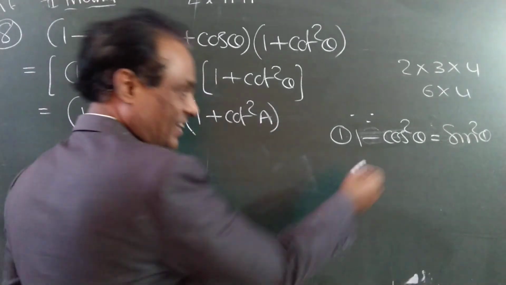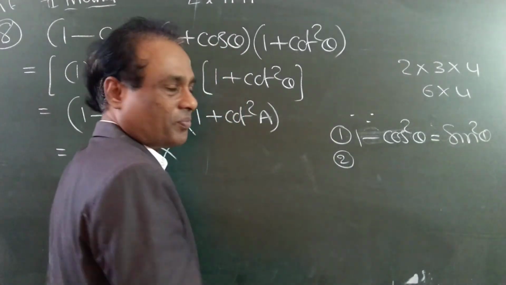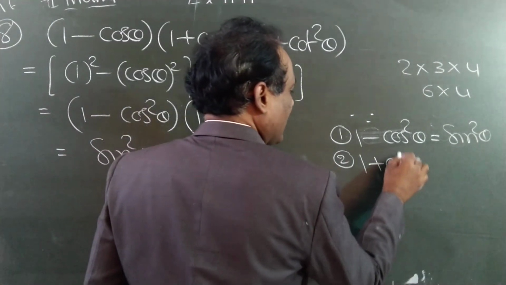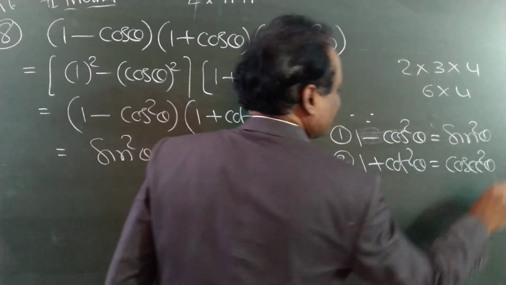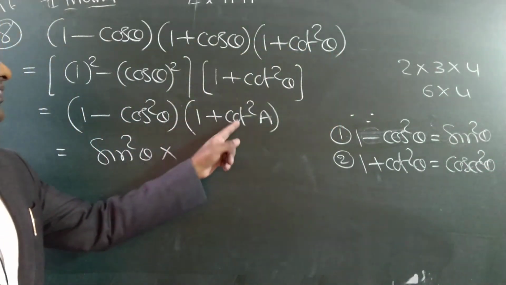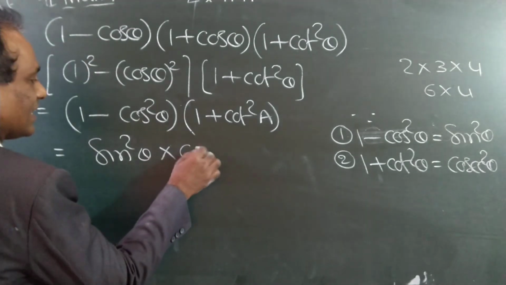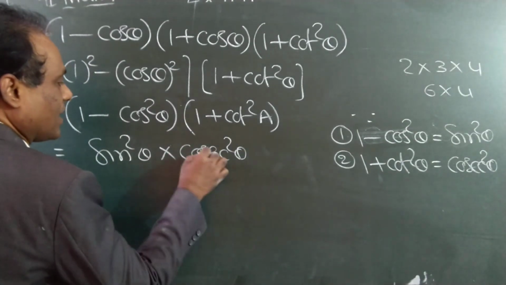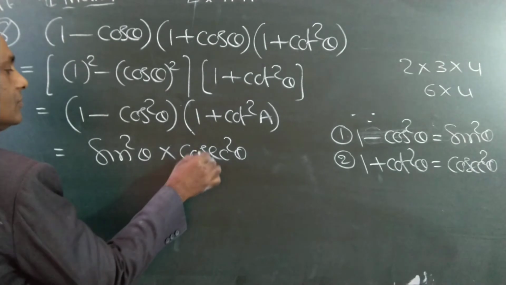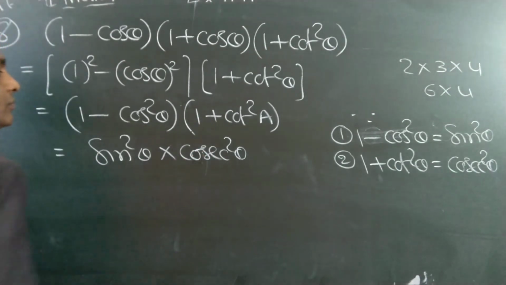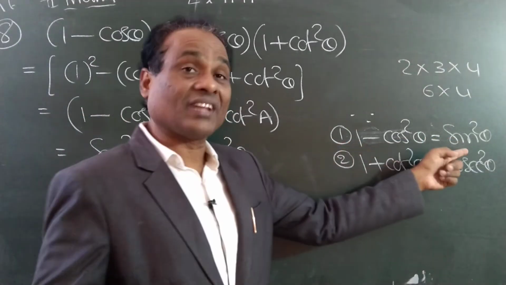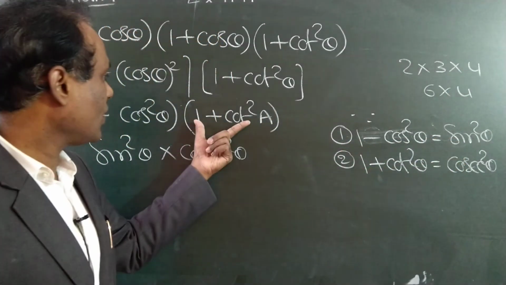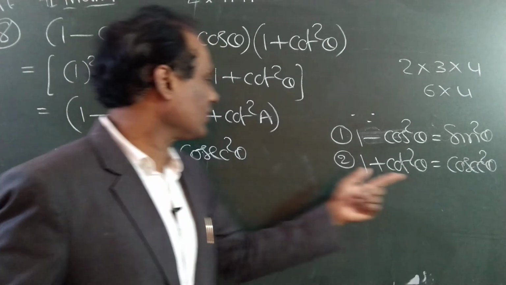1 plus cot square. Just now also we used in the previous problem. 1 plus cot square is cosecant square. That is the third identity. See the formulas. 1 minus cos square is sin square. This is the first identity. 1 plus cot square is cosecant square.